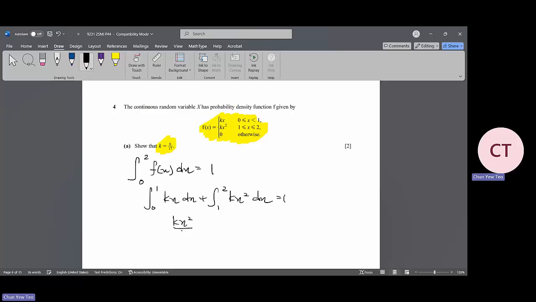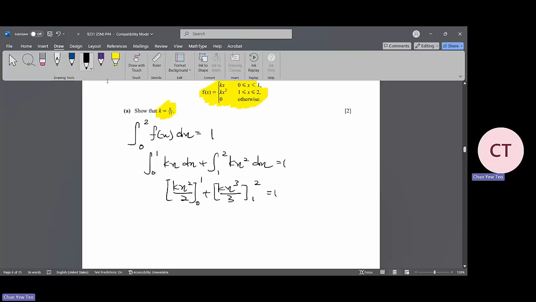So you have kx squared over 2 plus kx cubed over 3 from 1 until 2. This one from 0 until 1 will give you the total of 1. So just substitute the values inside, you will get k over 2 minus 0 plus k over 3 minus k over 3 will give you a 1. So at the end, you will get 17/6 k is equal to 1. Therefore, k is equal to 6/17, shown. That is the answer for question number 4a.